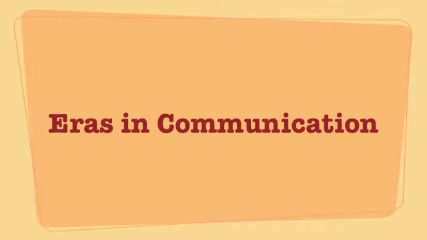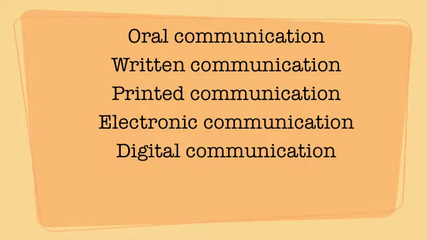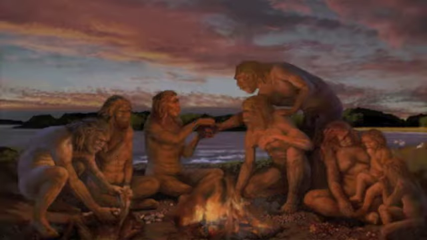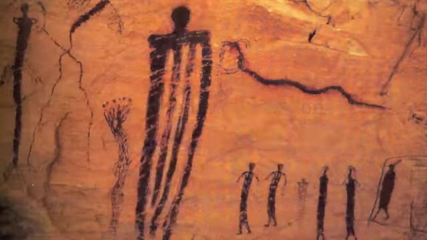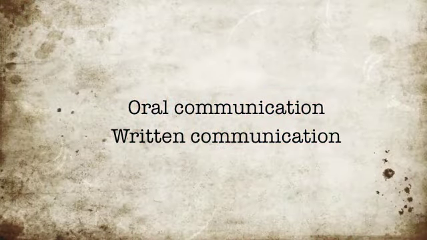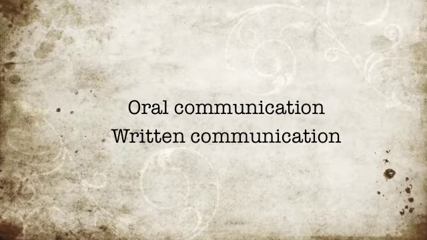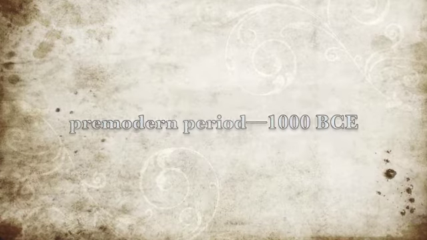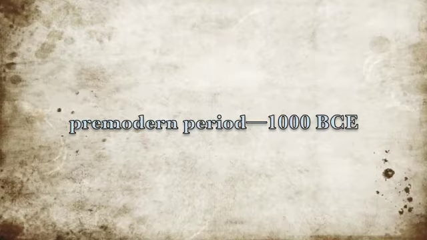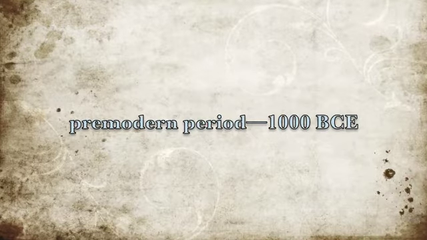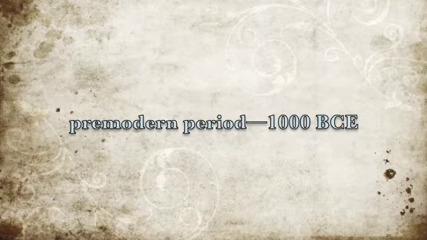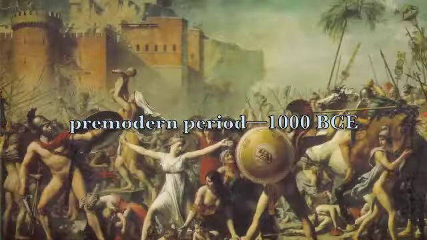Let's look now at the eras of communication one at a time. The oral communication phase was basically stories around a campfire when nothing was written down. There's some debate about the exact dates, but in general, the oral and written communication periods are thought to be between Western civilization's pre-modern period spanning to about 1,000 years before the Common Era.